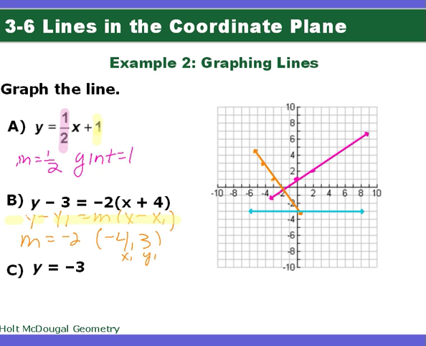All right, so remember from a couple slides ago, an equation of the form y equals some constant is going to be a horizontal line. So I drew the line here, found where y is equal to -3, and just drew a straight horizontal line through that.